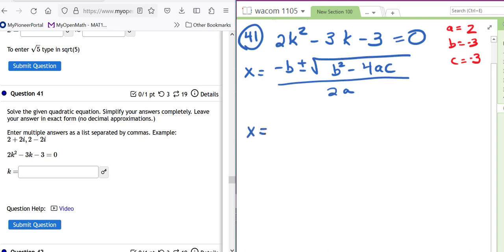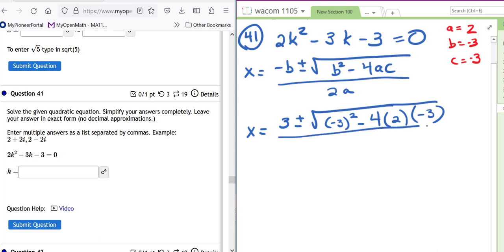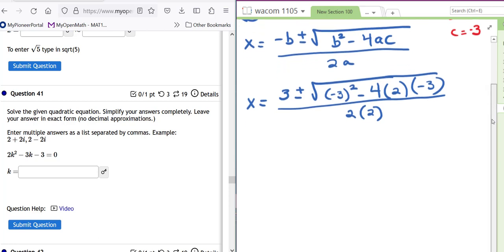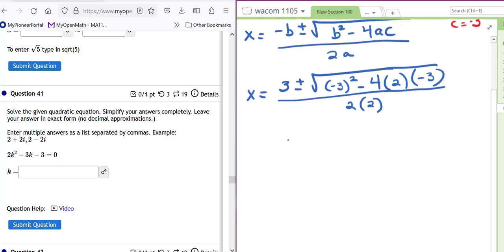So x is equal to negative b. B is already negative, so this will be a positive 3 plus or minus the square root of negative 3 squared. You need parentheses, so the negative goes to the power. Minus 4 times a, which is 2, times c, which is a negative 3, all over 2 times a, which is 2. And then you're going to clean up, so we're going to work under the radical here a little bit.